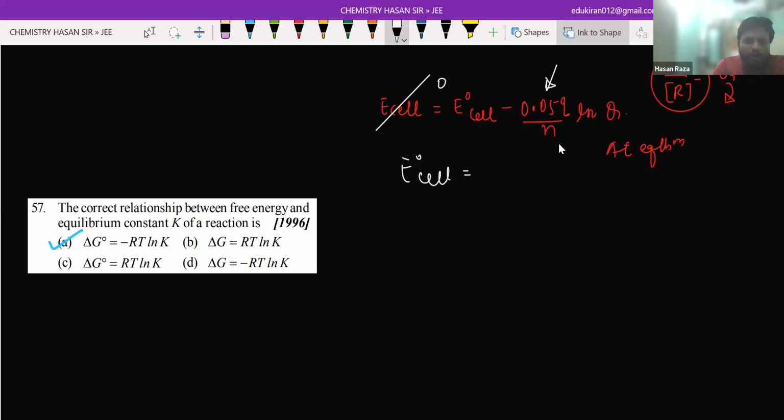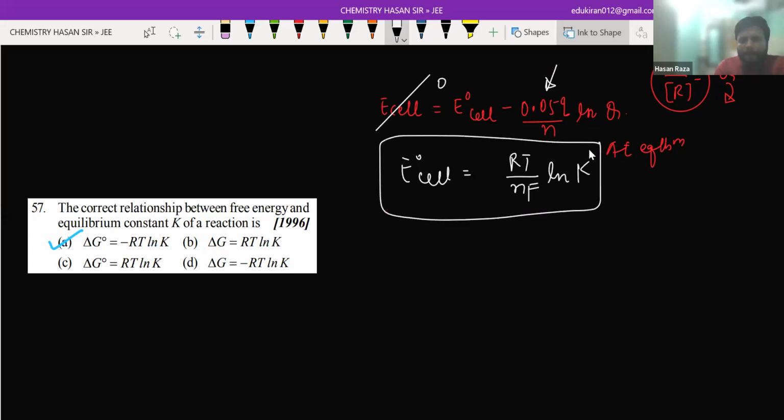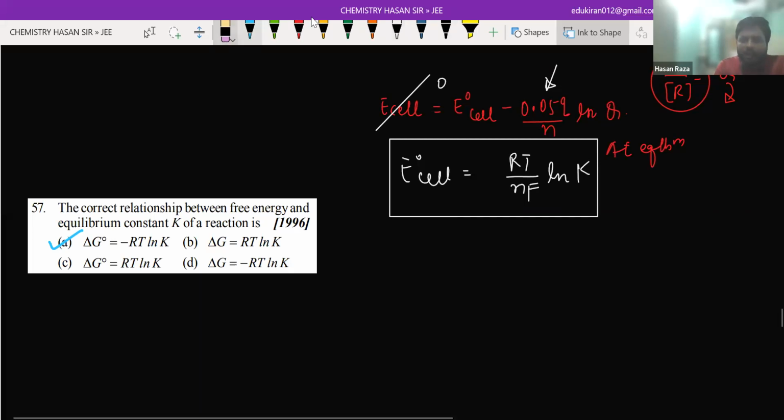this is your 0.059. But before this, what we had actually was 2.3, not 2.303, since I'm keeping it in ln. So what I need to write is very simple. I can write directly RT upon NF ln K. Can I write this? Yes or no? At the place of this, I am also going to replace here as well. I can write RT upon NF ln Q. Can I write this? Yes or no?